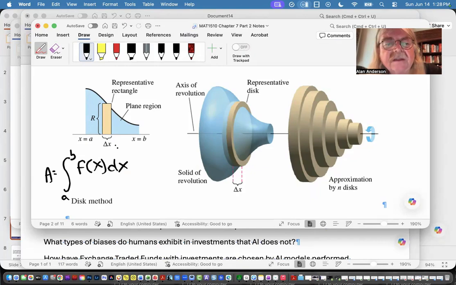Okay, now you notice too that it's no coincidence that this dx is here. dx is an instantaneous change in x. So remember, we define the integral as the limit as delta x approaches zero, and in the limit, it approaches dx.